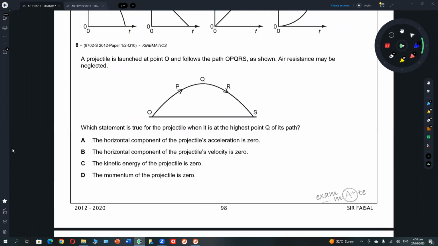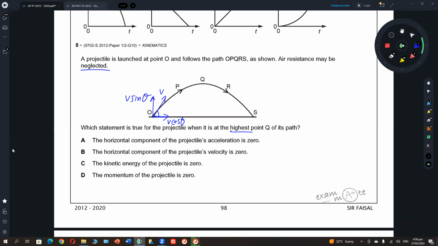So if there is a trap, number 8: a projectile is launched at point O and follows the path OPQRS as shown. Air resistance may be neglected. Projectile velocity has two components. Which statement is true for the projectile when it is at the highest point Q of its path?